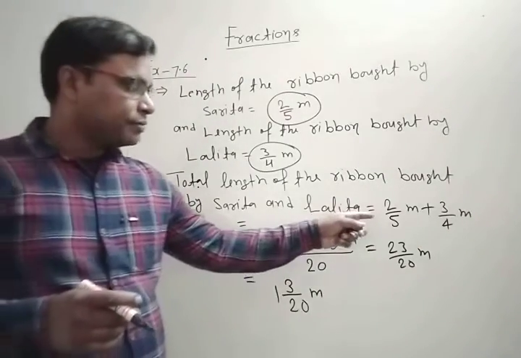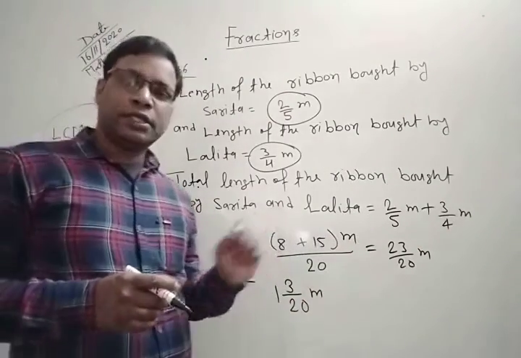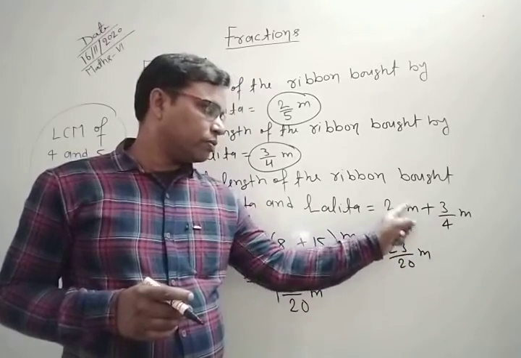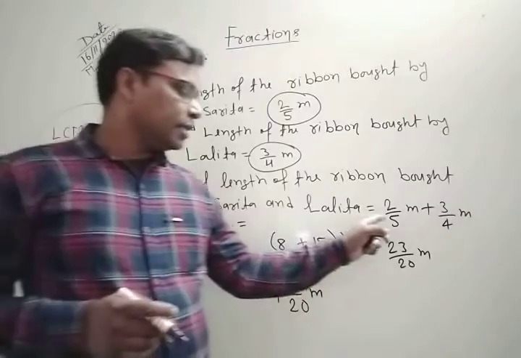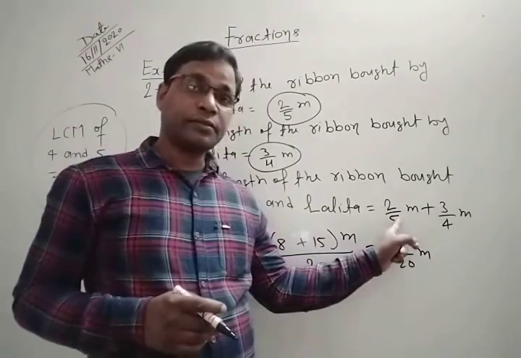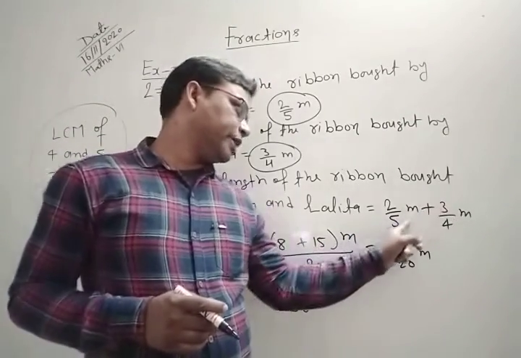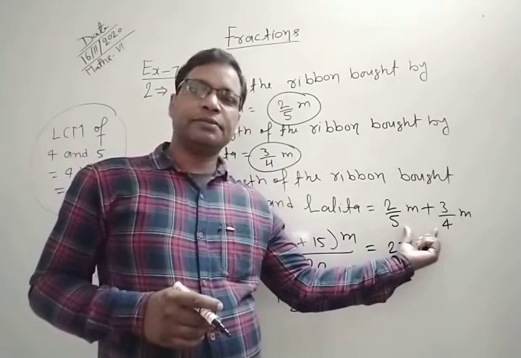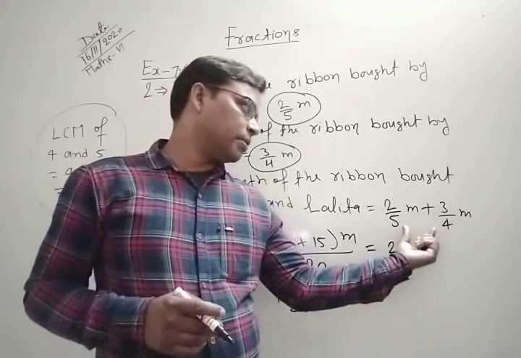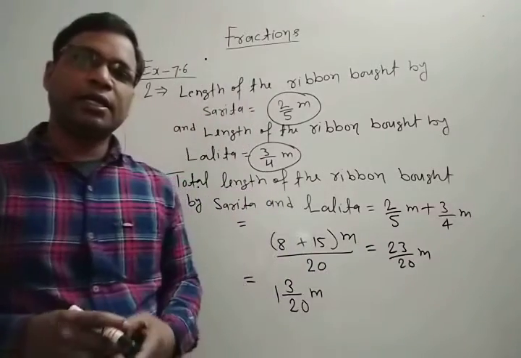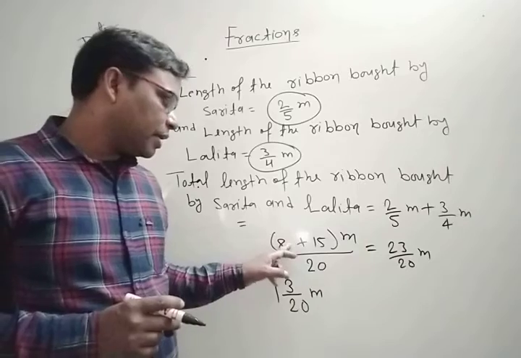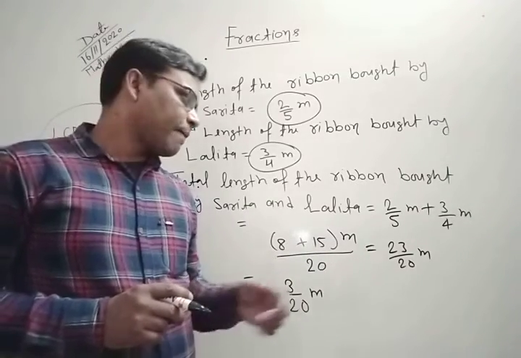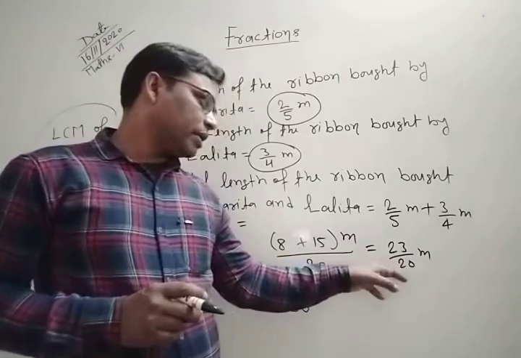When you divide 20 by 5, you obtain 4, so you multiply this 4 with the numerator 2 to get 8. Then for the other fraction, 20 divided by 4 is 5, and 5 times 3 is 15, all divided by the product of the denominators, 5 into 4, which is equal to 20. Clear? Now when you add them, 8 plus 15 is equal to what? 8 plus 15 is equal to 23. So 23 upon 20 meter.